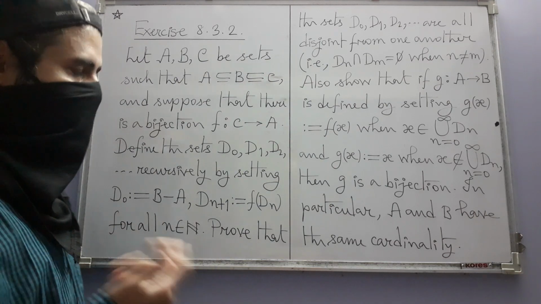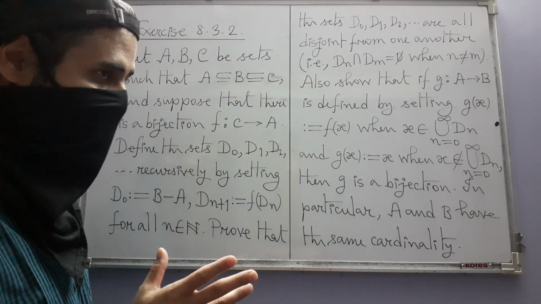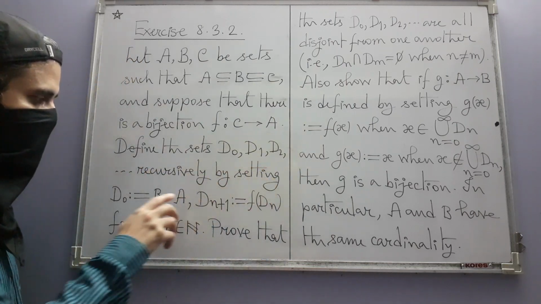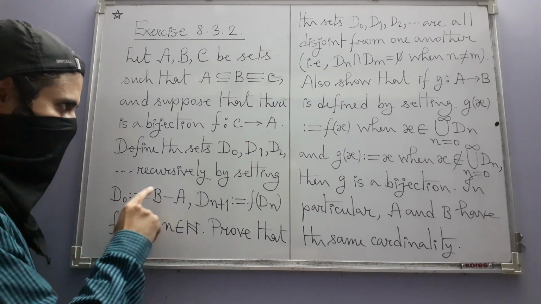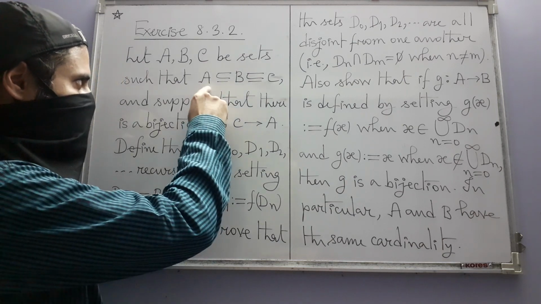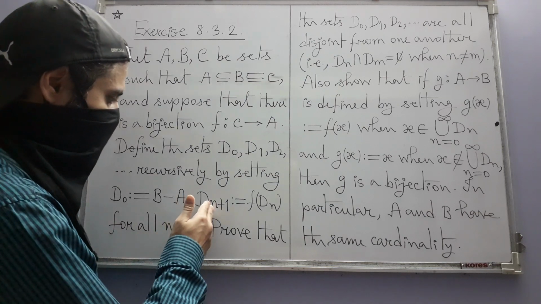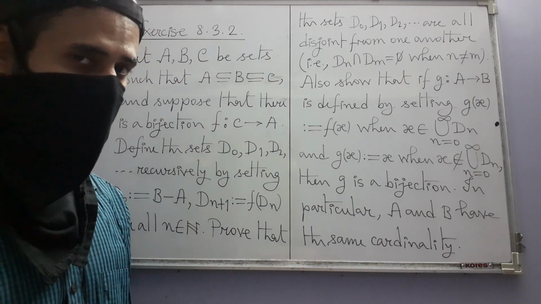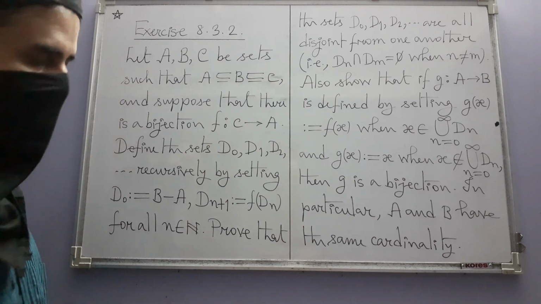And then some sets have been defined using this function, this bijection F, recursively. That means infinitely many sets have been defined, and the recursive definition goes like this. The first set D0 is the complement of A in B, which makes sense because A is a subset of B. And then the n plus 1 set is the F image of the nth set Dn, for all n belonging to the set of natural numbers.